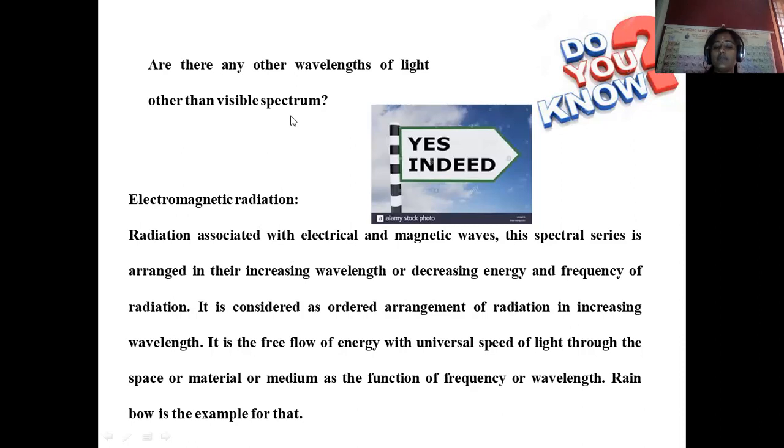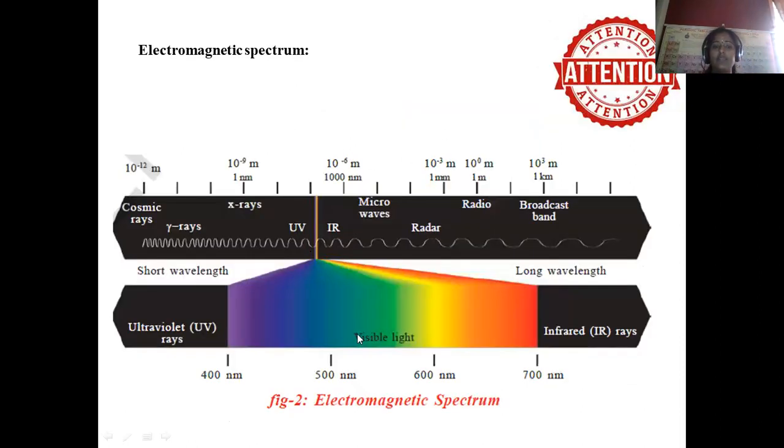Apart from visible light, other segments are also present, clearly represented in figure number 2, called the electromagnetic spectrum, where cosmic rays are of higher energy, and then gamma rays are present, followed by X-rays and ultraviolet radiation, then infrared radiation. In between ultraviolet and IR radiation, you can find visible light, which can be further fragmented into 7 colors. After infrared radiation, you can find microwaves followed by radar. Radio waves are there, and the broadcast band is also there.